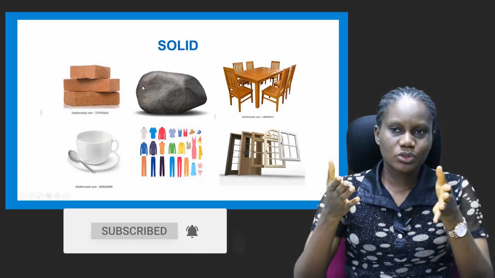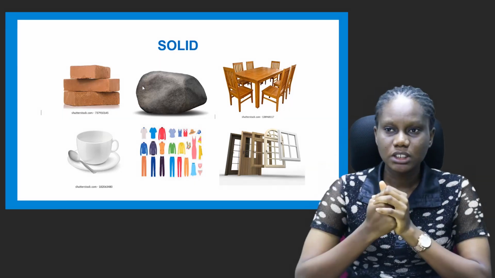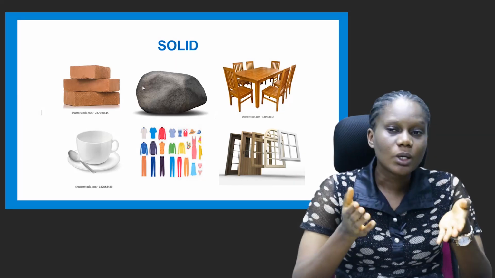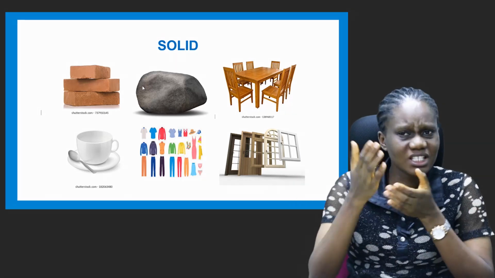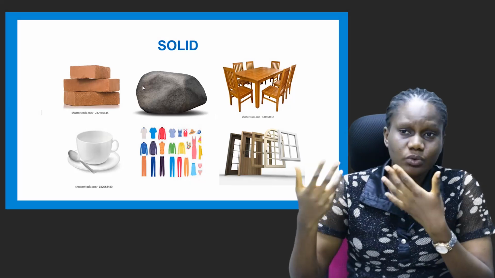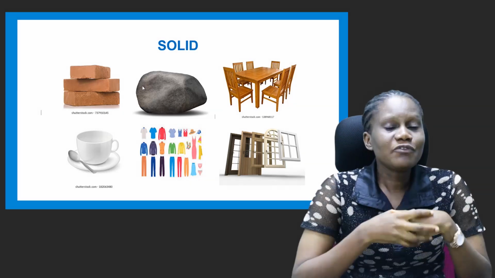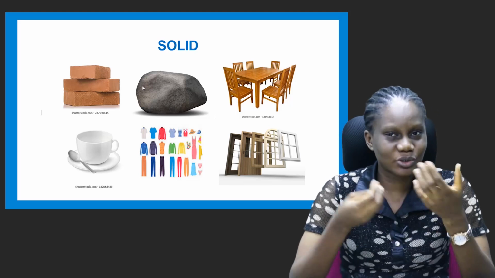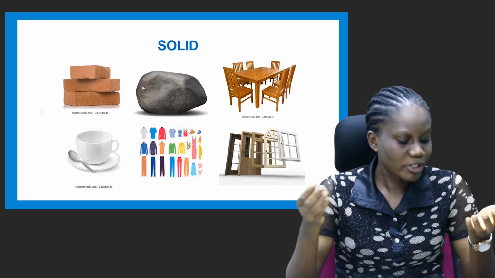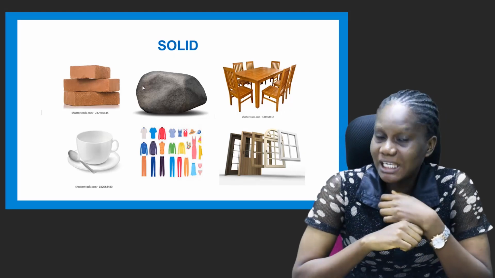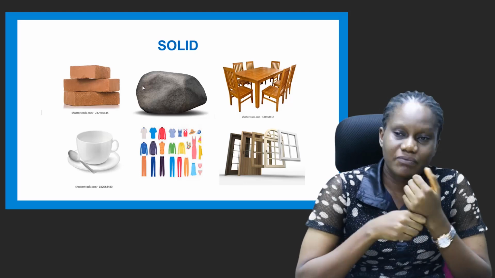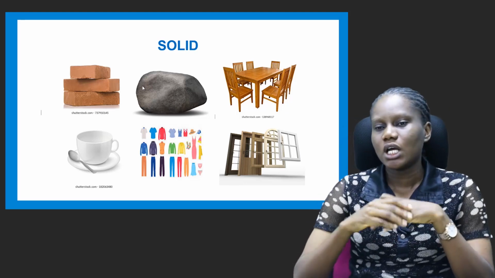So you can see these pictures. You can see the rock, it's solid. You can see the table and the chair, the clothes, the cups, the spoon. You can see the brick too, the doors and the window, they are all solid. Even yourself, you're solid. Touch yourself, you can feel yourself, right? You can feel the people around you, your clothes, your skin. Those things you can feel, you can touch, they are solid.